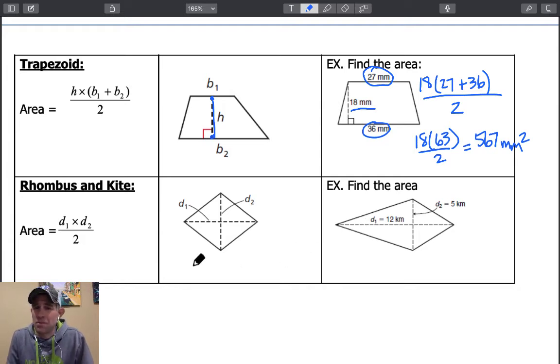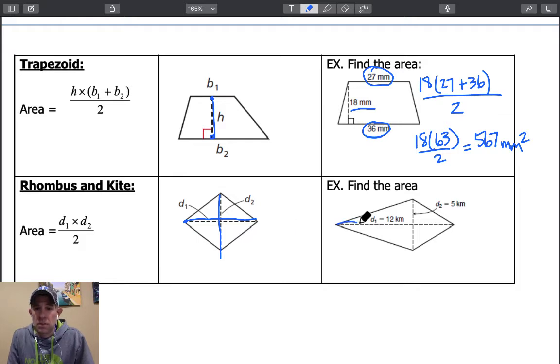All right, next up is a rhombus and a kite. They share the same area formula, which again is based off of the area for a rectangle. And you can see that in our little animation on our website there. So we're going to take the diagonals that go all the way across our rhombus or our kite, and we're simply going to multiply them together and divide them in half.